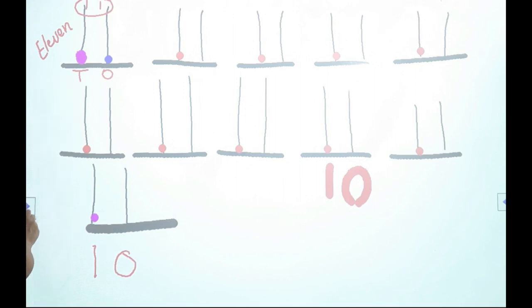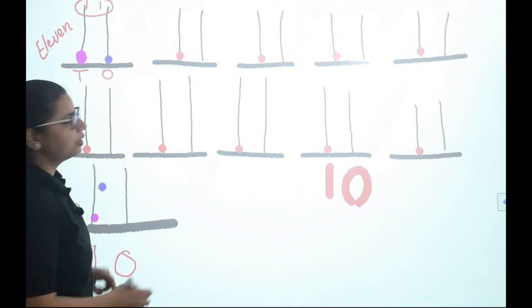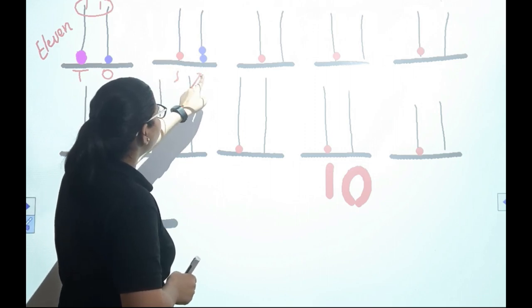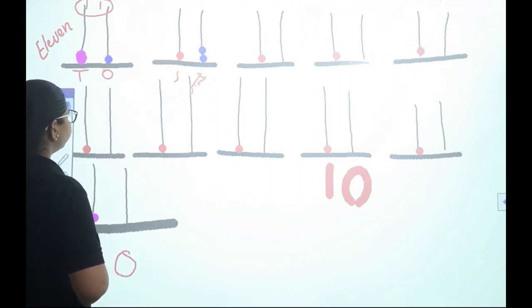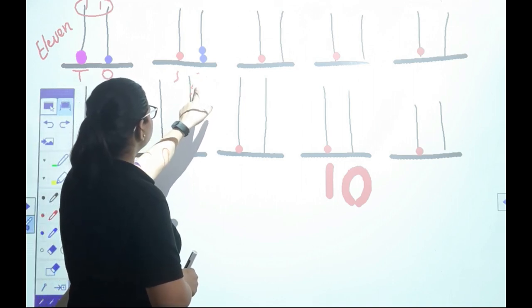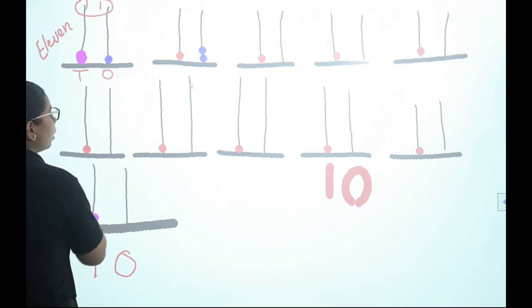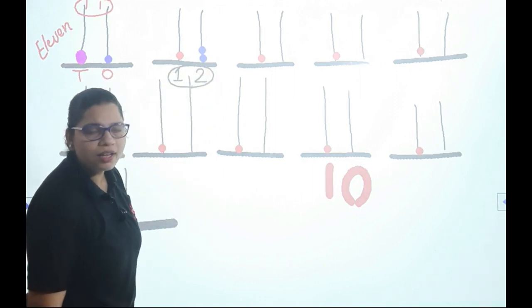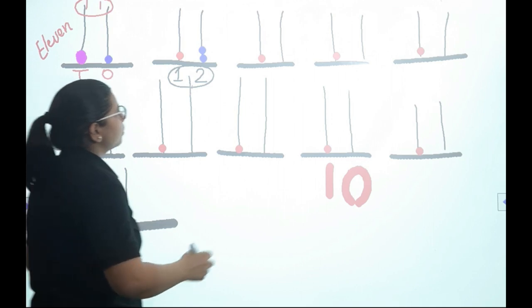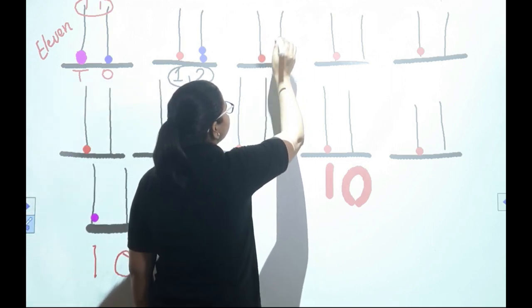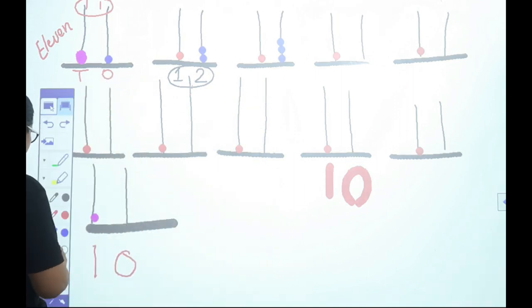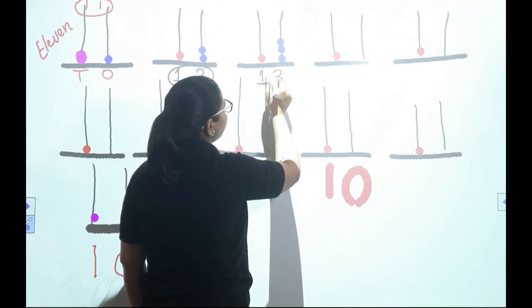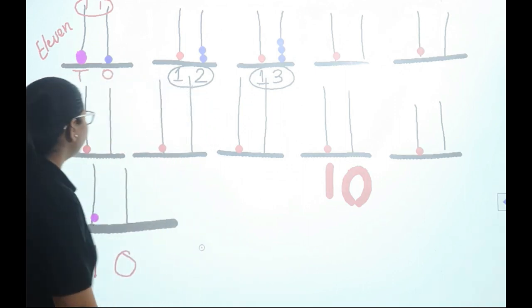Now kids, it was 1, 1, 11. If I place 2 beads here, what will it be? Here we have 1 and here we have 2. 1, 2, 12, right? If I place 1, 2, 3 beads, now what will it be? Tell me fast. This is 1 and this is 1, 2, 3. 1, 3, 13. Very good.